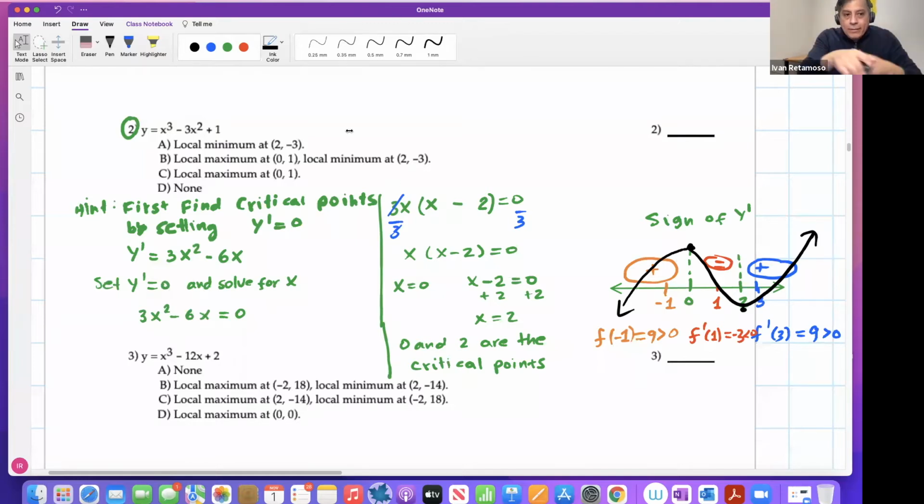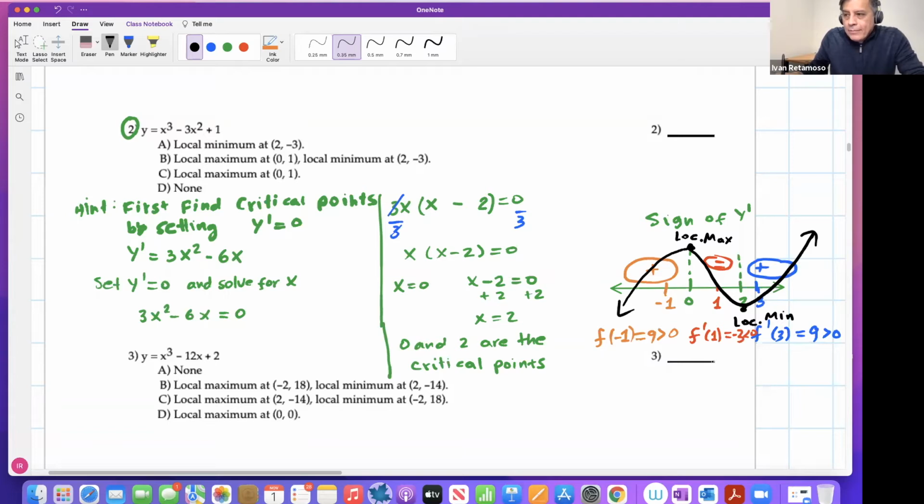Yeah, excellent, you got it. So now I know that it's increasing here, decreasing here, increasing here again. Clearly, this should be a local max, right? This one should be a local min, right? Local min, because it goes from decreasing to increasing.